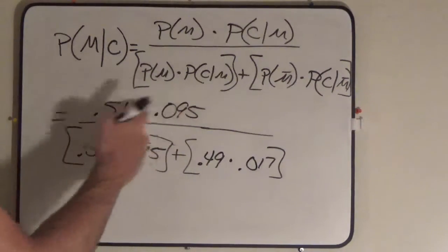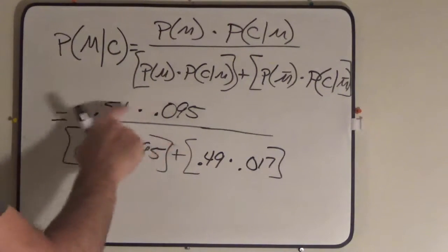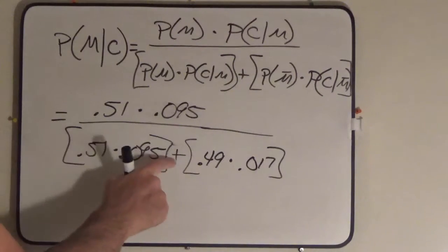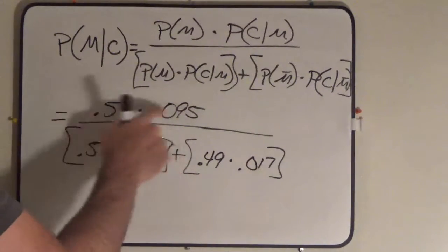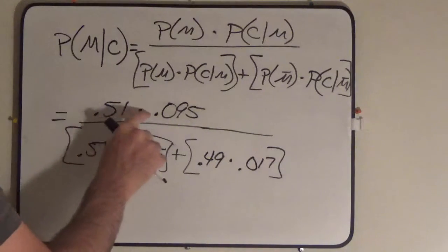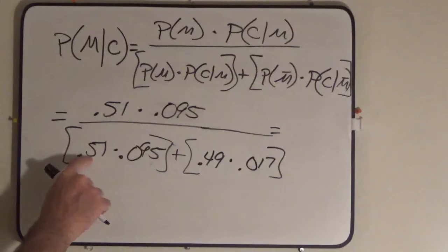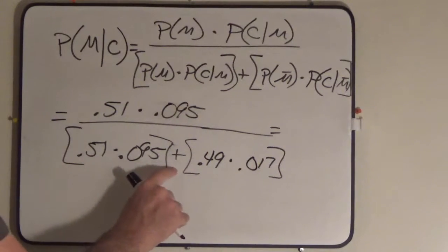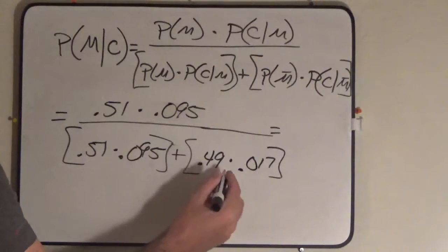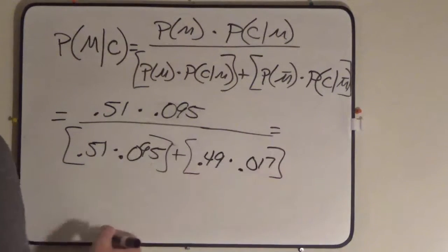Now guys, I know that you just want to cancel these two out because they're identical, but this plus does not allow you to cancel those out. If this were a multiplication, then you could. But because of this plus, these have to be solved and then divided into this answer. The way you would solve this, you'd do 0.51 times 0.095 and write that answer over here. And down here you would have that same answer, plus you'd multiply these two, 0.49 times 0.017, and then you'd add those answers and put that on the bottom.